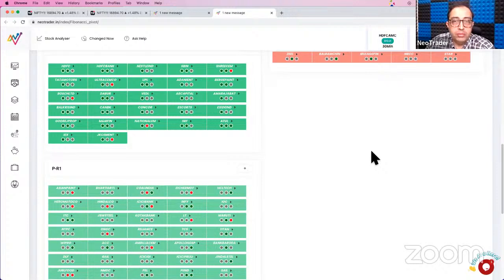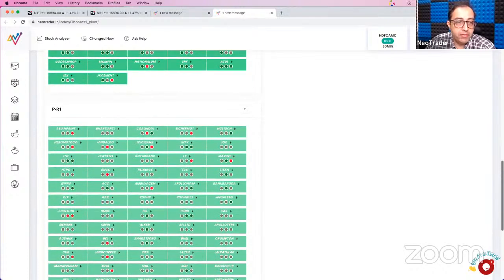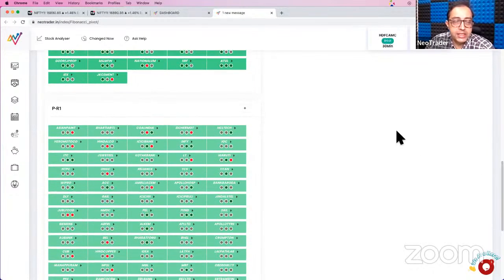Now, if you are to do it on your own, you will have to go through multiple stocks. But what we have done in NeoTrader is we have intelligently designed it to give you the kind of confidence that yes, these are the stocks which are between pivot to R1. So now, if there were any movement, you can find out from here. These are the stocks which are yet to give some movement.